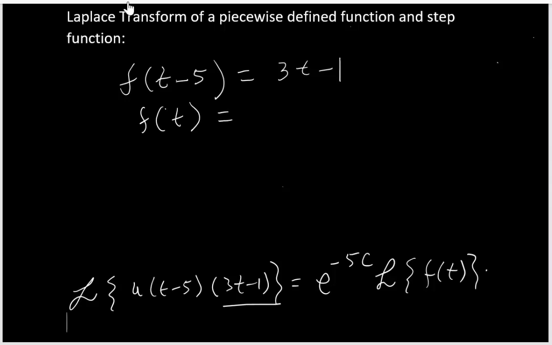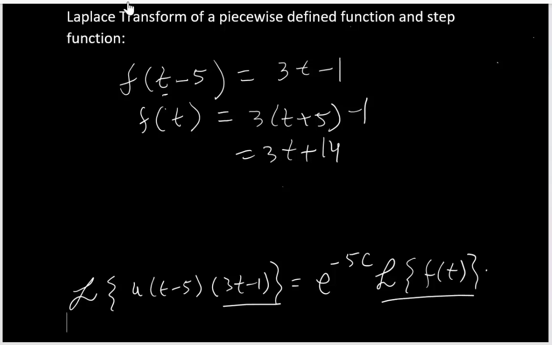So what is your f(t)? You need to replace t by t plus 5, so then you get just t. So 3(t plus 5) minus 1, which is 3t plus 14. Is that correct? And that we need here, the Laplace transform.